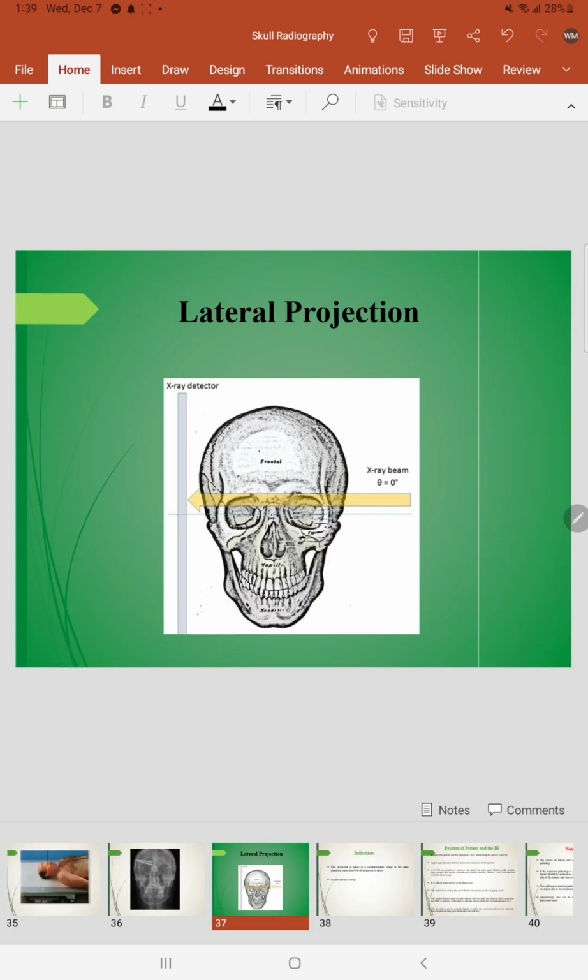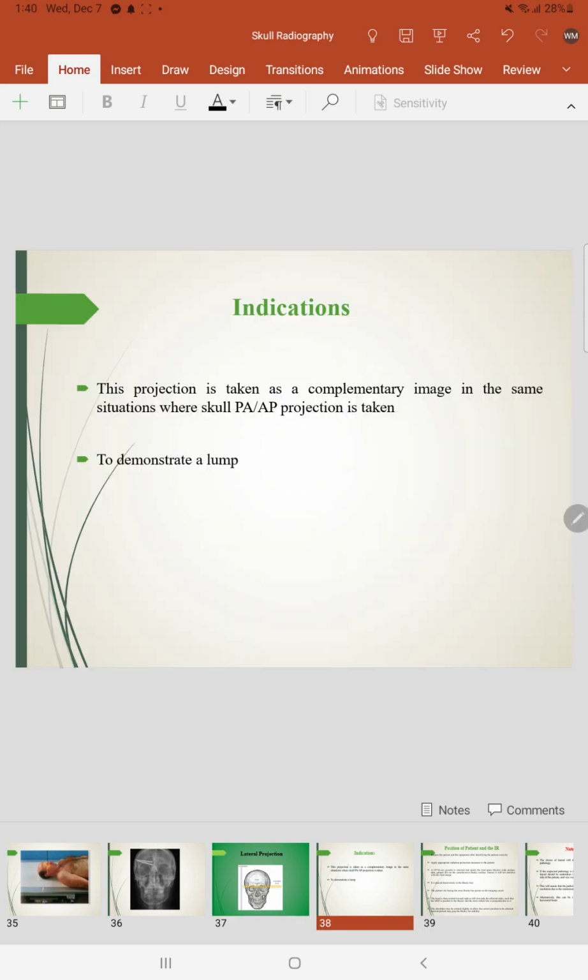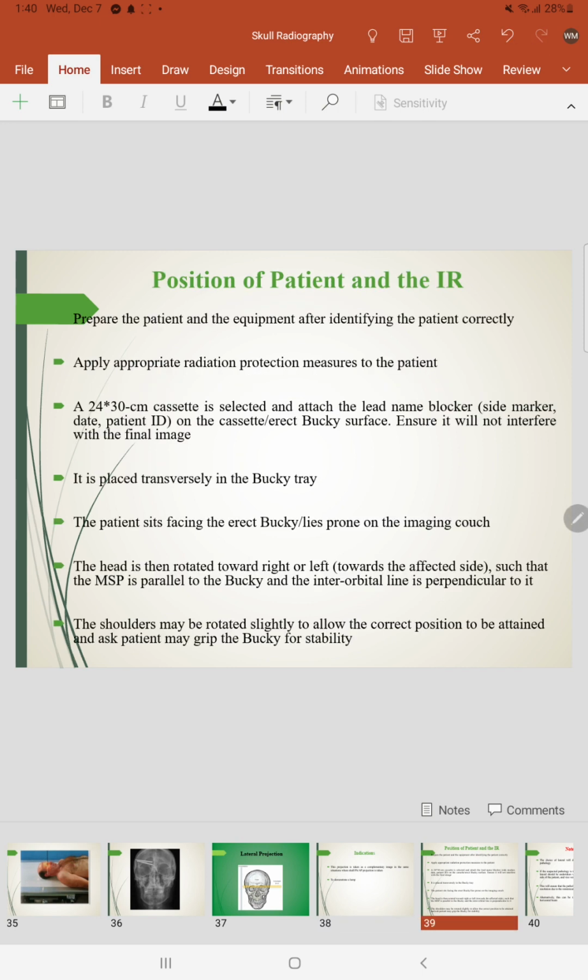So now we are moving to the lateral projection. Indications: this projection is taken as a complementary image in the same situations where the skull PA or AP projection is taken to demonstrate a lump.